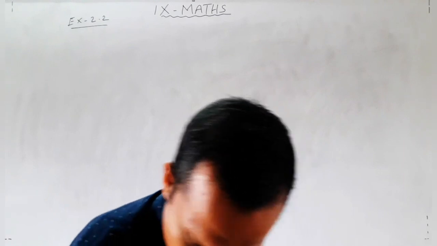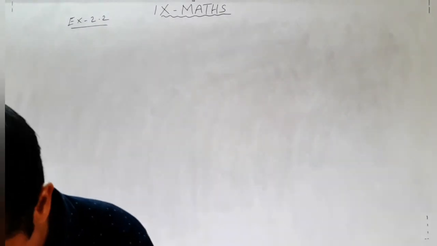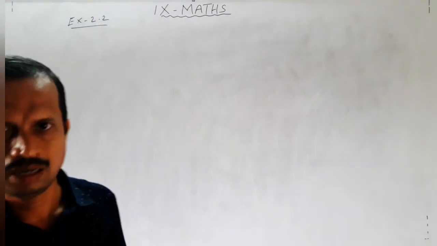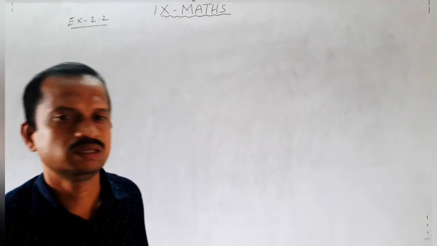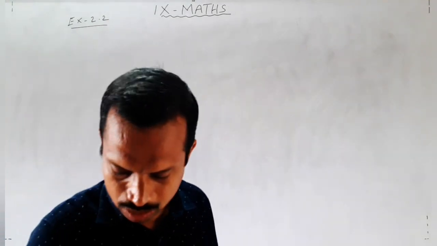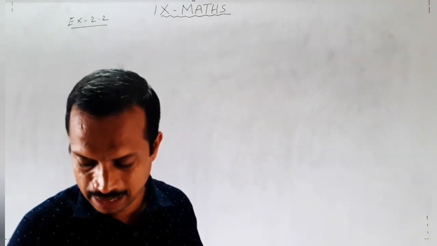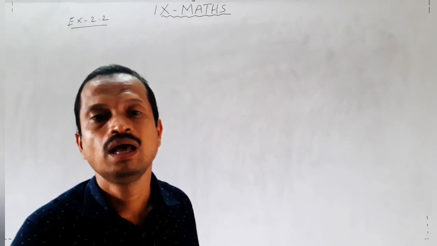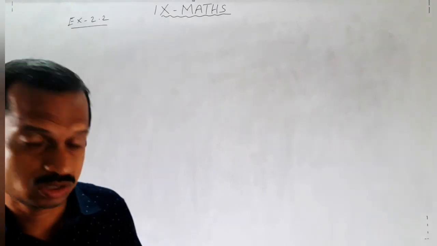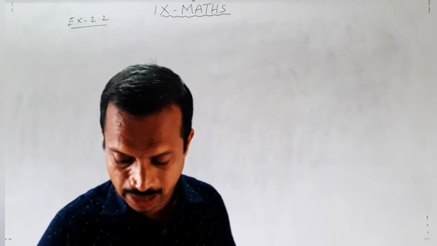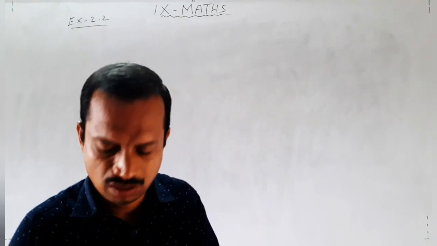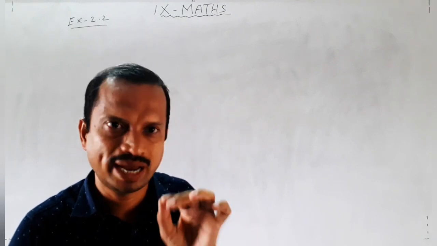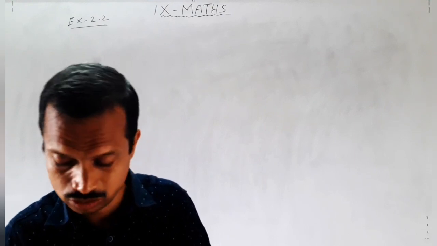So question number 3, verify whether the following are zeros of the polynomial. We have to verify whether the following are the zeros of the polynomial indicated against them. It is given in the question, just read out. Straight to the given polynomial, the question itself, they have indicated what is the value of x, that is minus 1 by 3 for the first sum.